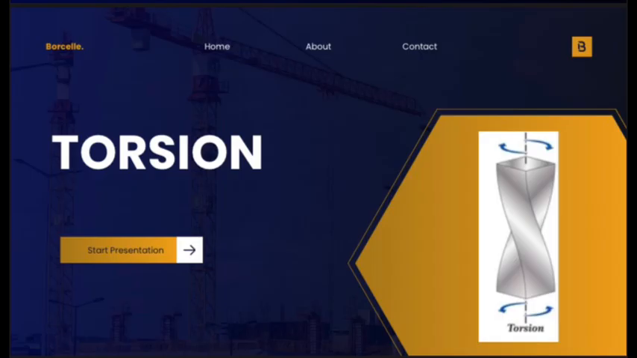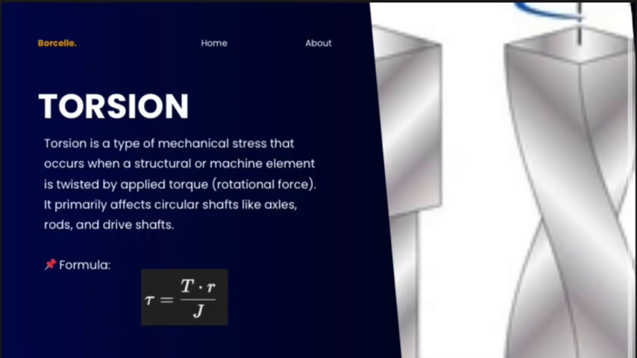The next one would be torsion. It's a type of mechanical stress that occurs when a structural or machine element is twisted by applied torque, like rotational force. It primarily affects circular shafts like axles, rods, and drive shafts. In addition, torsion is the twisting of an object due to applied torque. It occurs in circular components like shafts, rods, and axles, so it causes shear stress over the cross-section of the material.